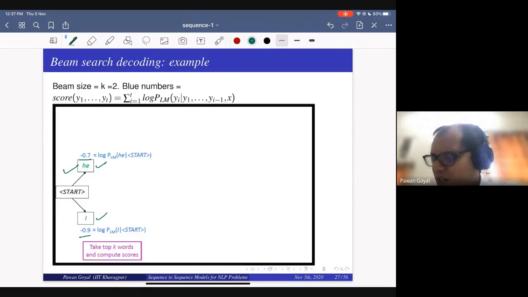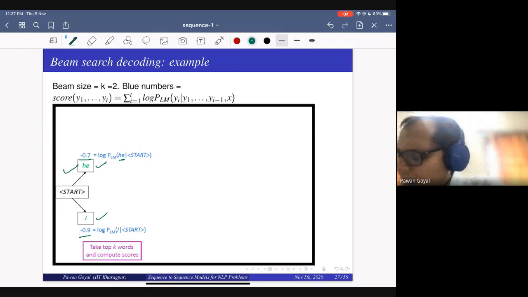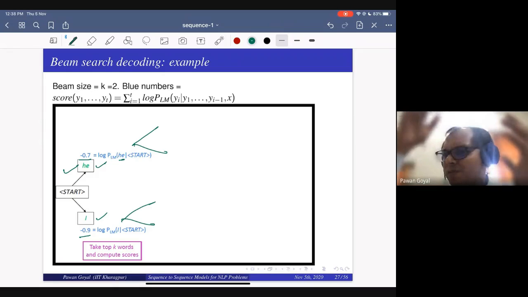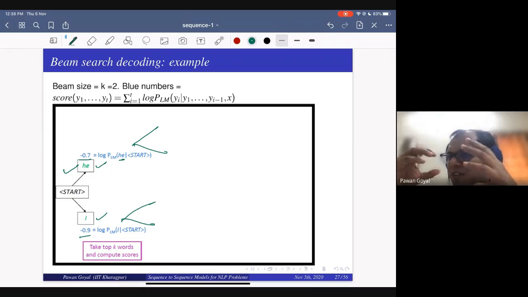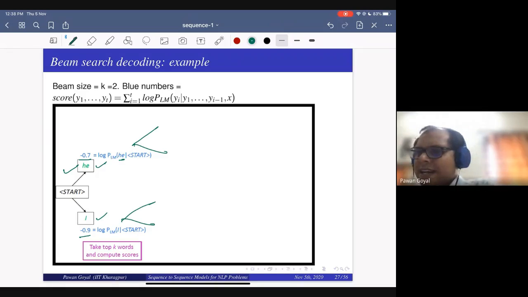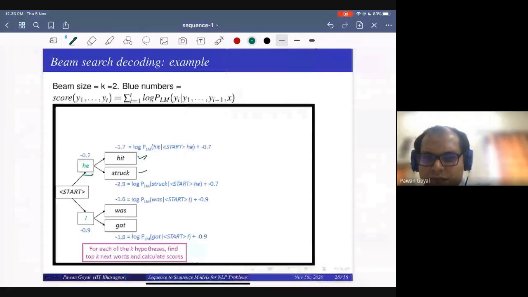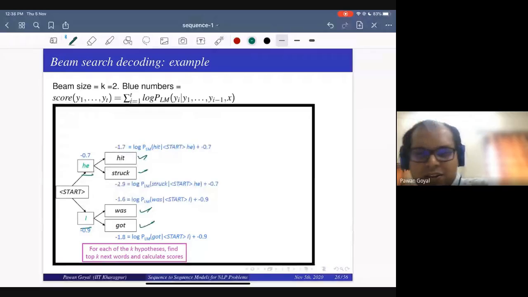But in beam search based decoding, I say, okay, I'm not getting rid of I. It may help me later. So let me start with he and find the next 2 words, and let me also start with I and try the next 2 words. In practice, when you feed the highest probability word, you will instead feed in parallel he as input and I as input, and get the next 2 words. Suppose when you fed he, you got hit and struck. And when you fed I, you got was and got.